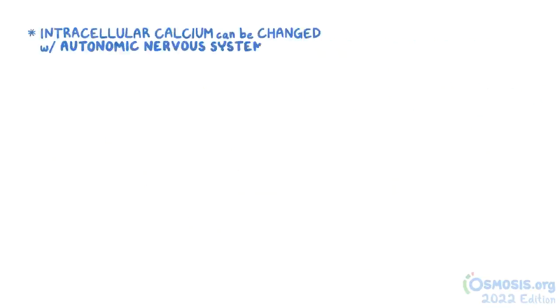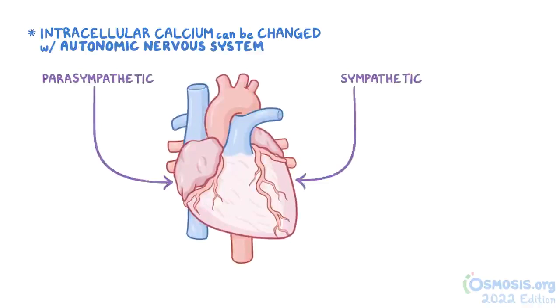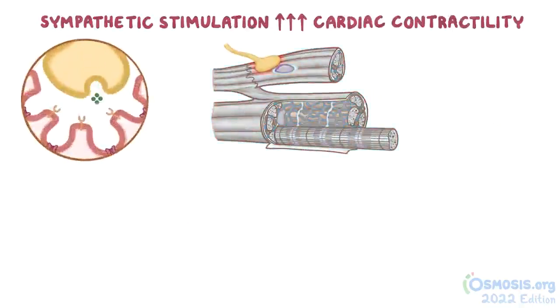One of the main methods intracellular calcium can be changed is with the autonomic nervous system. The heart is innervated by both parasympathetic and sympathetic neurons of the autonomic nervous system. Sympathetic neurons have a positive inotropic effect, where positive means increase and inotropic refers to contractility. So sympathetic stimulation increases cardiac contractility by releasing catecholamines like norepinephrine, which bind to beta-1 receptors on cardiomyocytes.